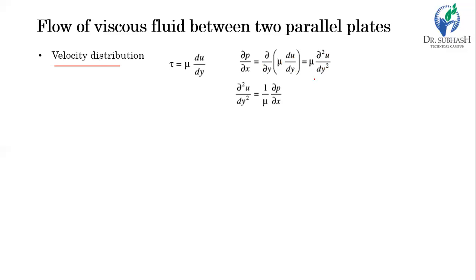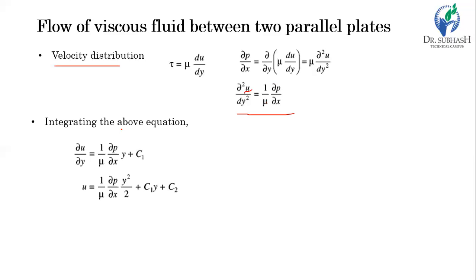So to get the equation of velocity, let's make capital U the subject of the equation. Then it will be del 2u by del y square equal to 1 by dynamic viscosity times del p by del x. This is nothing but the rate of change of pressure. To get the value of u, we must integrate this equation.